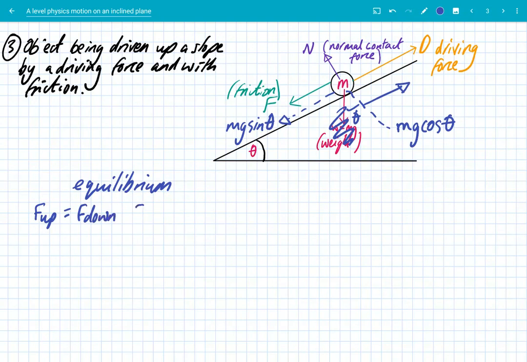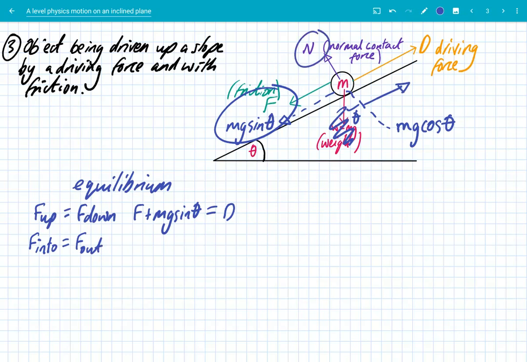So we could say that F plus mg sine theta, and I'll circle those two forces, must be equal to the driving force. And we can say that the force into the slope must equal the force out of the slope. So we can say that the normal contact force must be equal to mg cos theta. N is equal to mg cos theta. So that's the case of this object being in equilibrium. It's moving at a constant velocity, or it's stationary.